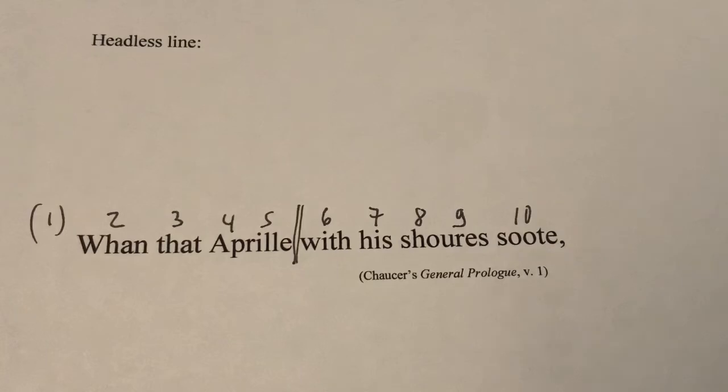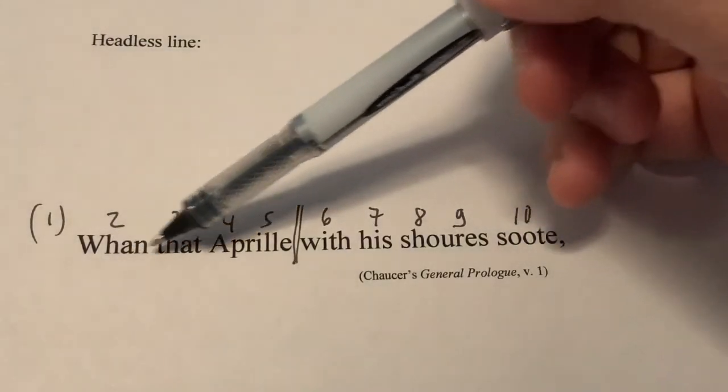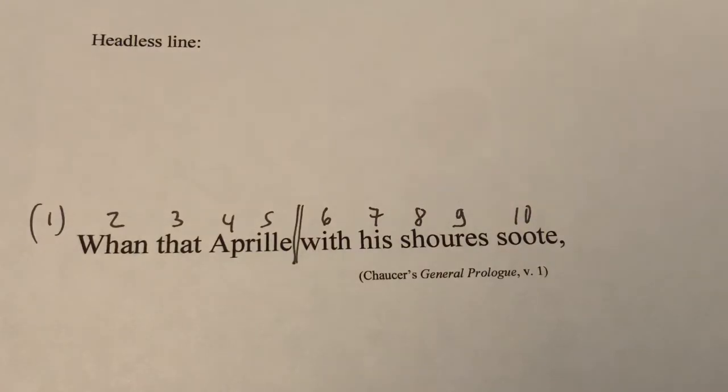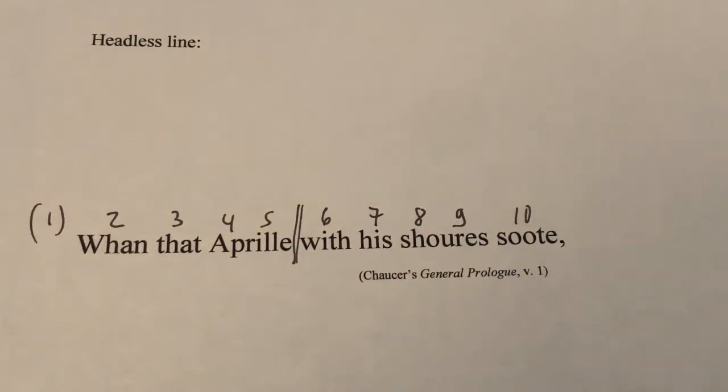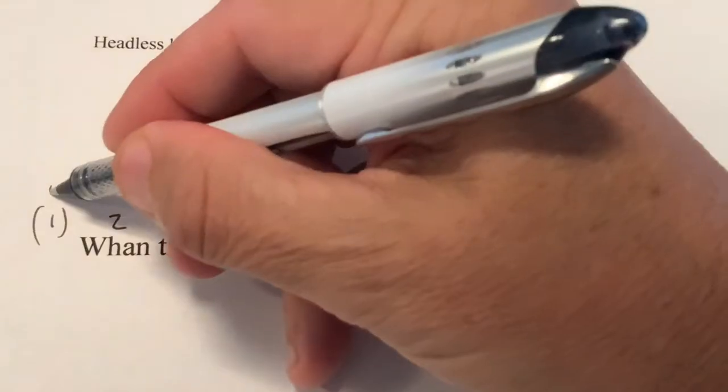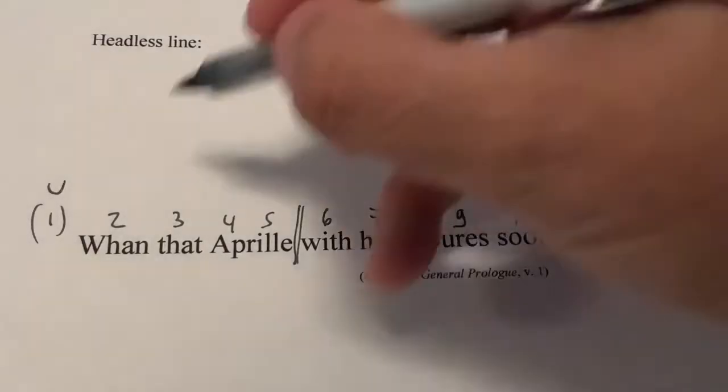The reason why people have problems with scanning this line is because if you don't make it headless, then you have four syllables, a classic caesura, and then it follows with a disaster, right? But in fact, it's not a classic caesura. It's a Cupertelian or medial caesura minus the missing syllable. And when you scan it, it makes total sense because you never say whan. It's whan that April. Missing weak syllable.